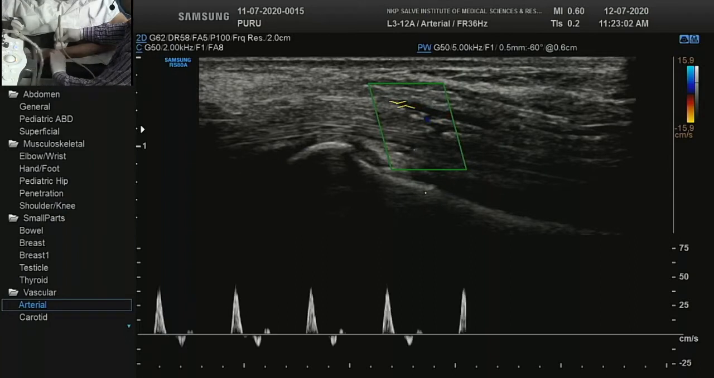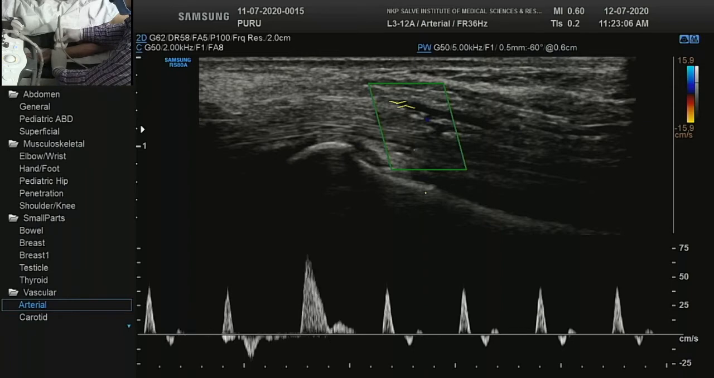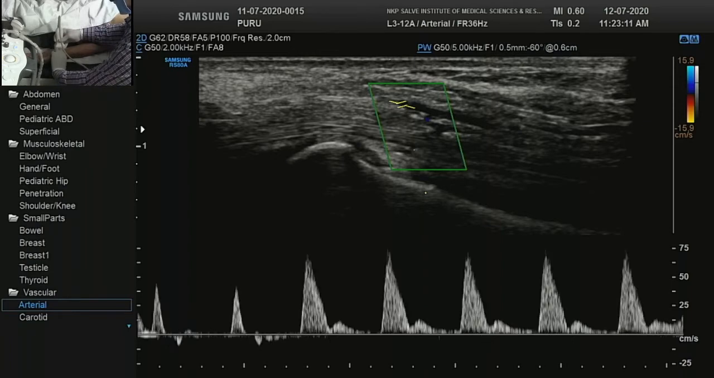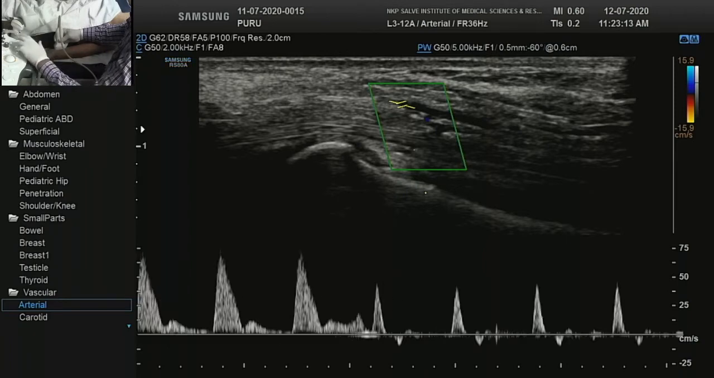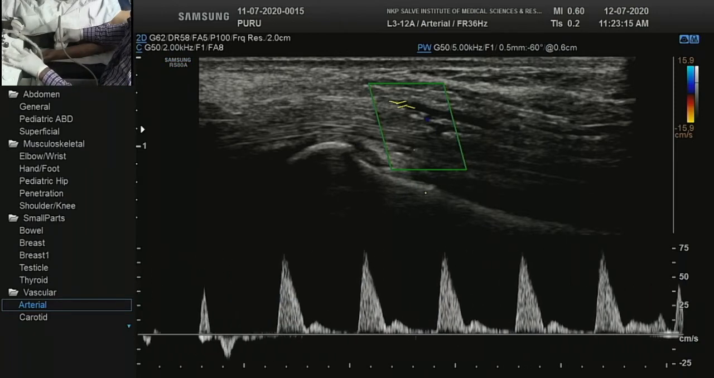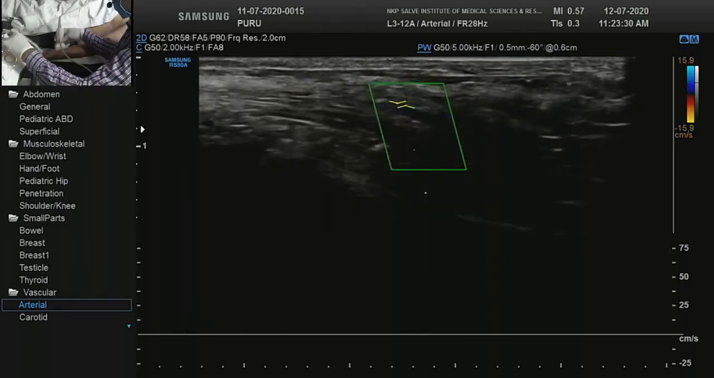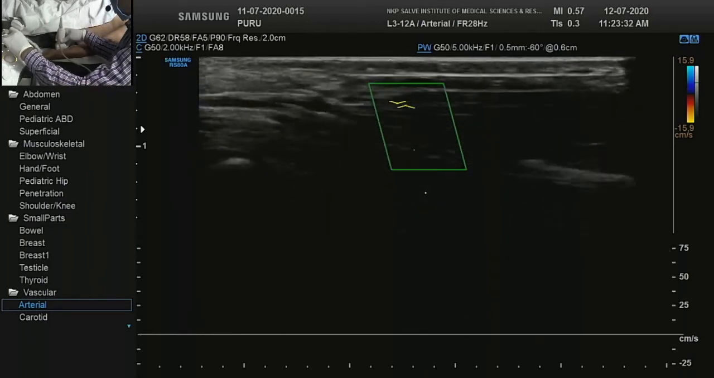Keep my hand there and compress the radial artery. See the augmented flow in the ulnar artery. I have reduced it, goes back to normal. We can appreciate this. So this is the augmentation. So this indirectly gives evidence that the arches are patent. This is pre-CABG assessment.